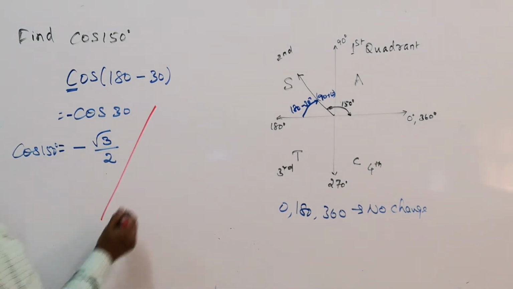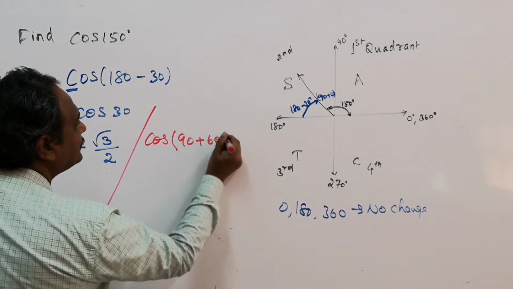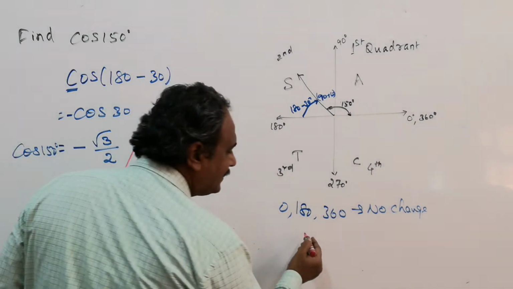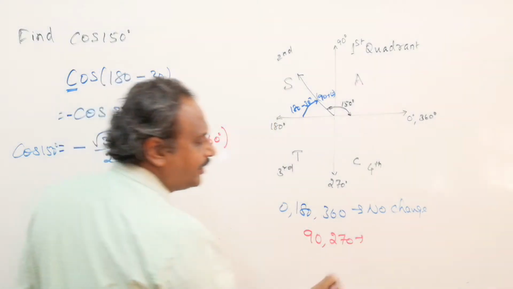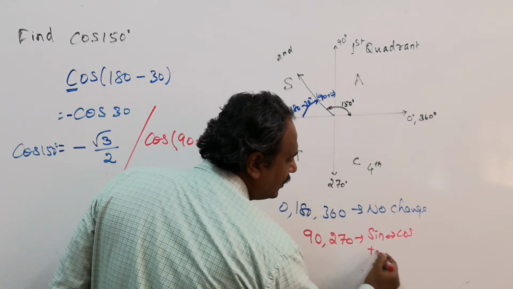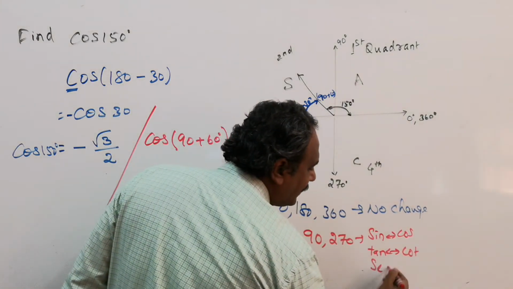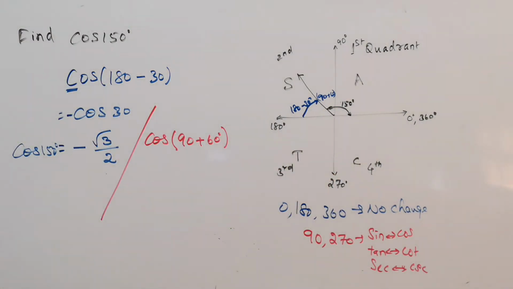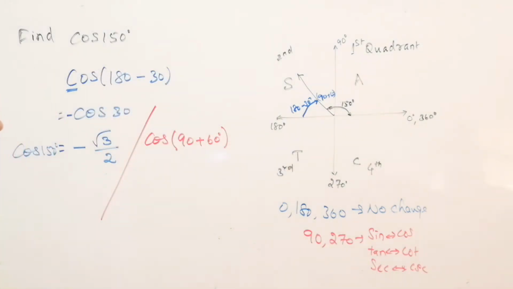See, for example, let me take cos 150 as 90 plus 60. When we are having 90 and 270, the trigonometrical ratios will change. Sine will become cos, cos will become sine. Tan will become cot, cot will become tan. Secant will become cosecant and cosecant will become secant. So we gave the definition: when we are having 90 degree and 270 degree, the trigonometrical ratios will change.